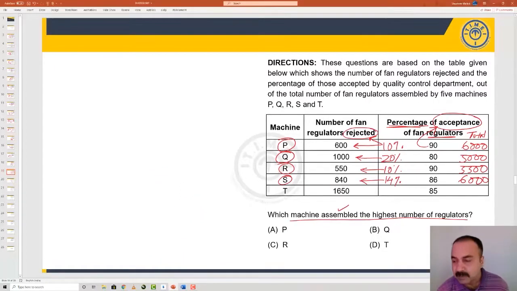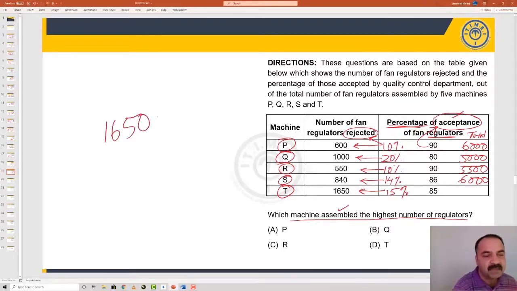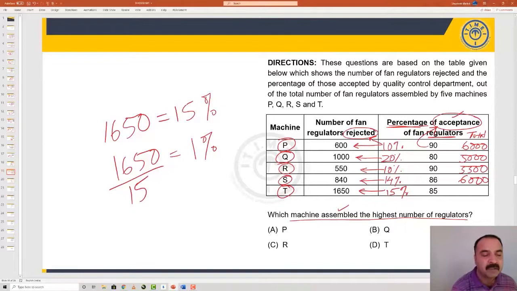Now, last one, 85% is accepted for machine T. If 85% is accepted, 15% is rejected, that is equal to 1650. If that is rejected, that means 1% is 110. How do we do this? 1650 is equal to 15%. That means 1% is equal to 1650 divided by 15.